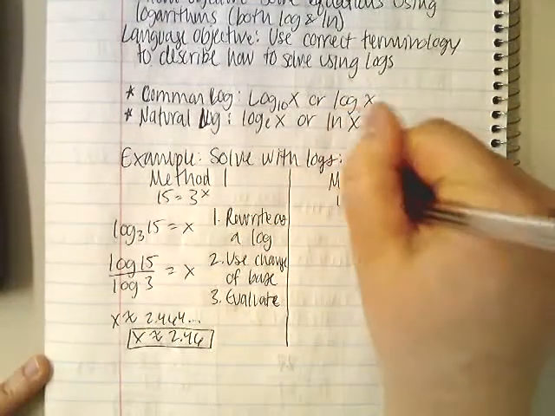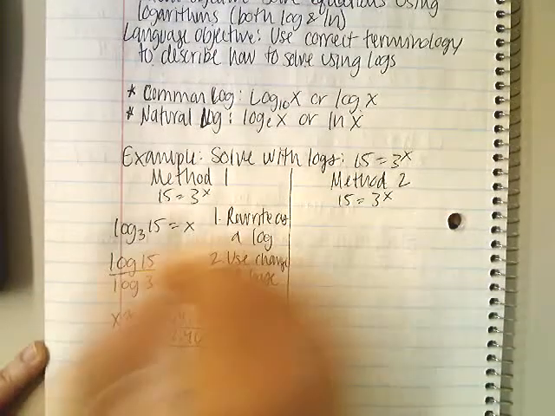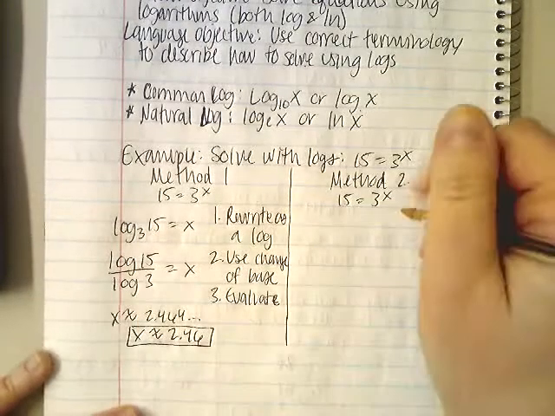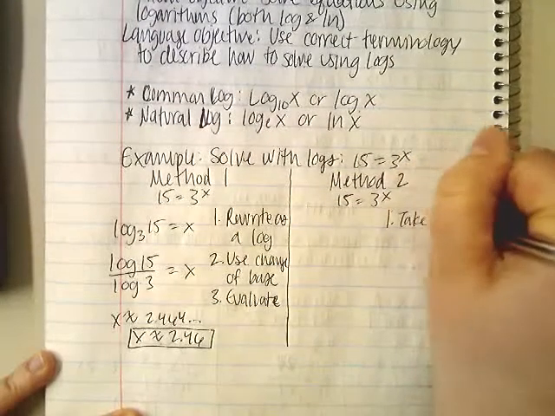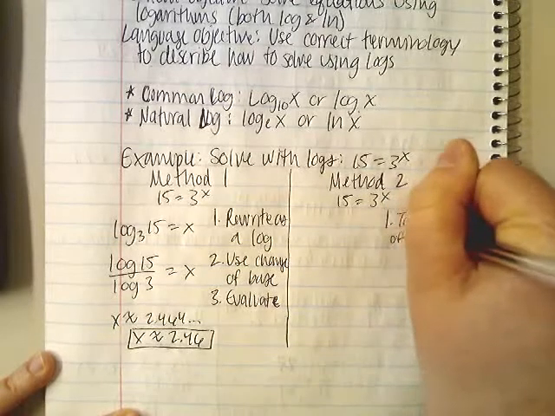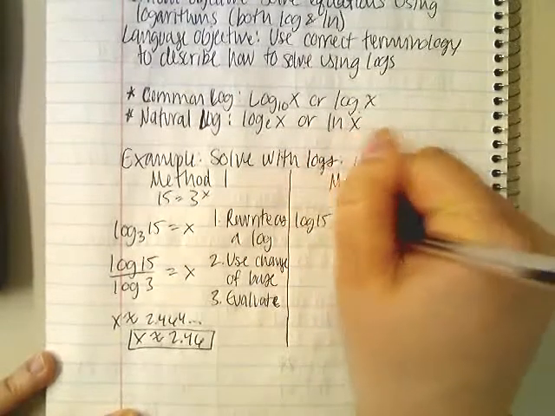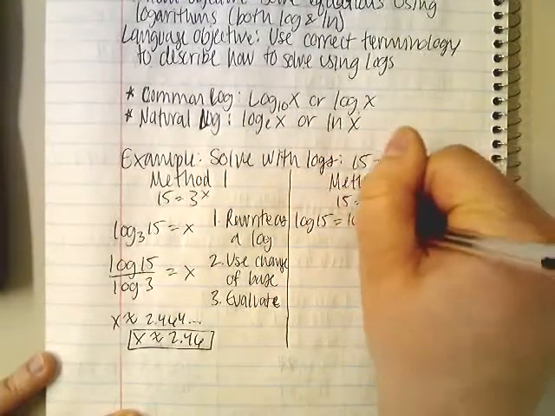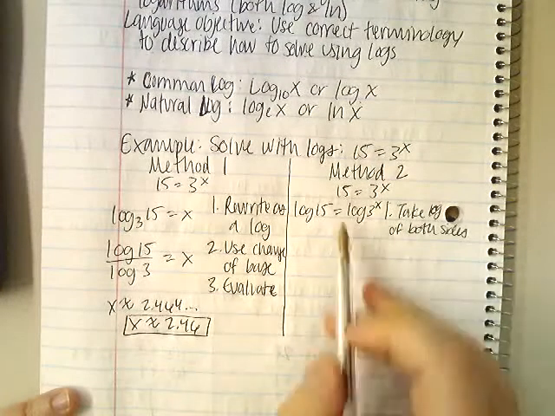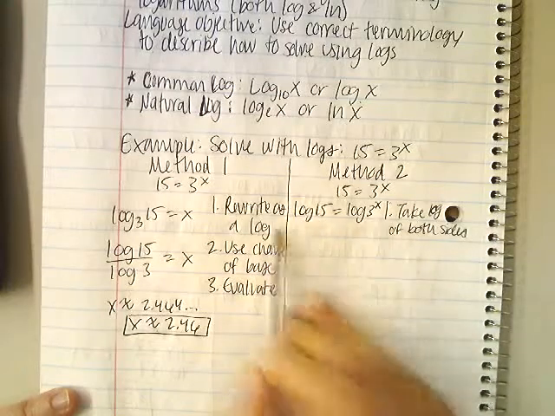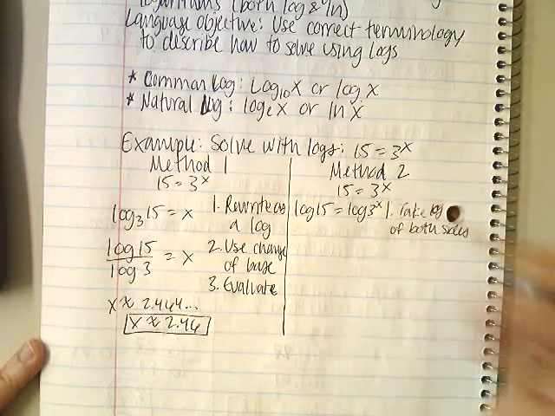So again, we're starting with 15 equals 3 to the x. Instead of rewriting it as a log base 3, I'm going to take the log of both sides. So step 1, take the log of both sides. When I do that, I end up with log 15 equals log 3 to the x. And again, I'm using just a log base 10 because that will be easier in the long run. Since I do the same thing to one side that I do to the other, the same way we've solved equations as long as you've been solving them, we balance equations.